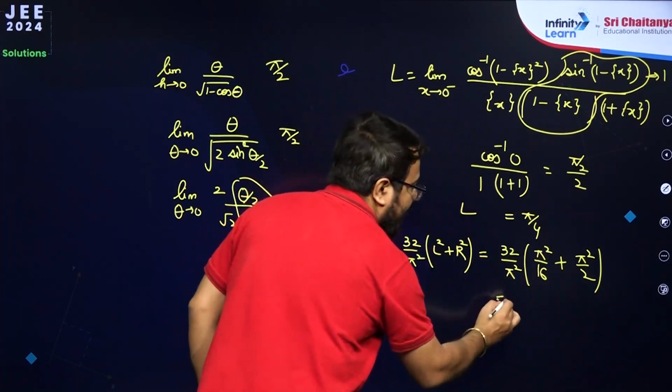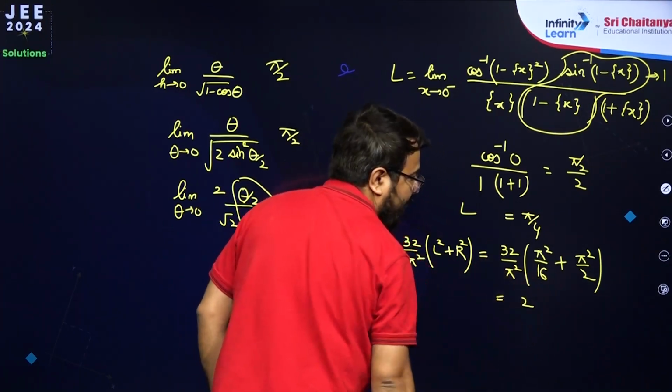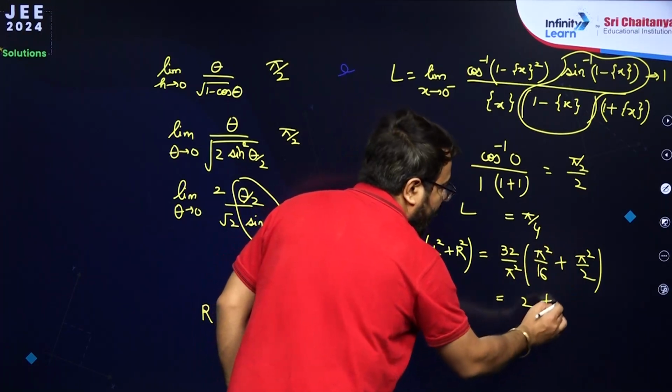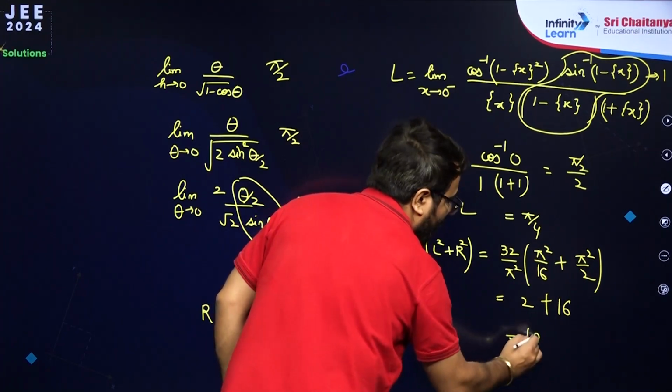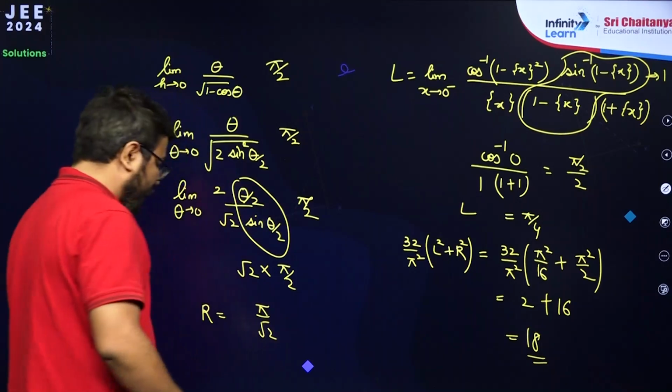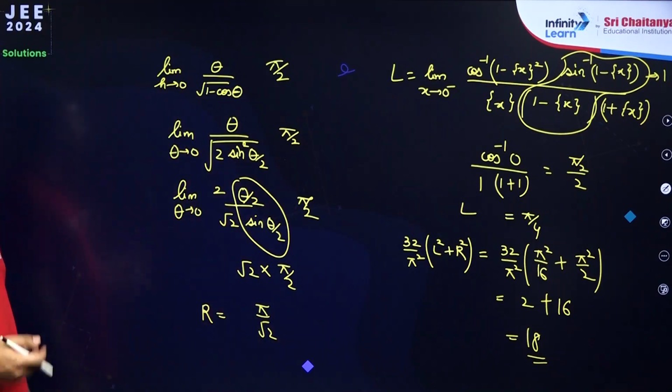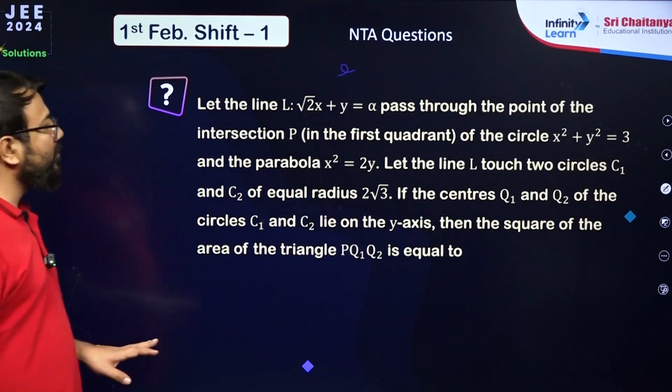Pi square getting cancelled. If I take this, 32 over 16 is 2. Then 32 over 2 is 16. The final answer to this problem will be 18. Answer of this question will be 18. I hope you are able to understand this. Moving ahead to the next problem.